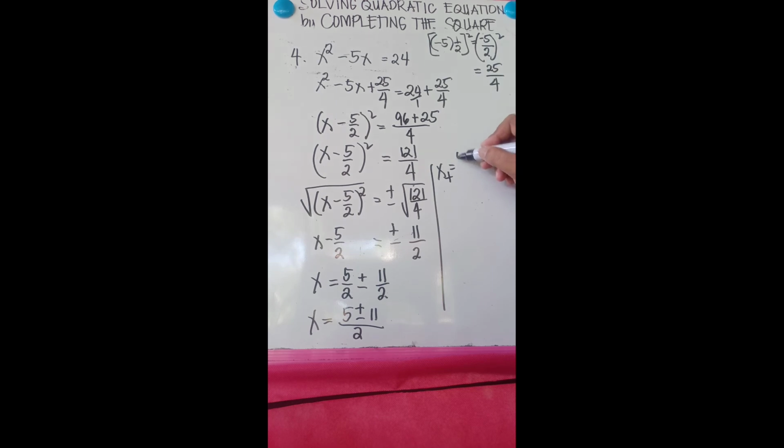So, let us now solve for x positive. This is 5 plus 11 over 2. 5 plus 11 is equal to 16. Divide 16 by 2. So, the answer here is 8. And then, if it is negative, we have 5 minus 11 over 2. So, this is negative 6 over 2. Or, this is negative 3. So, the values of x now are 8 and negative 3.